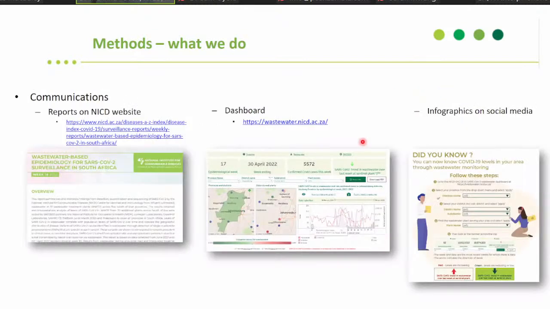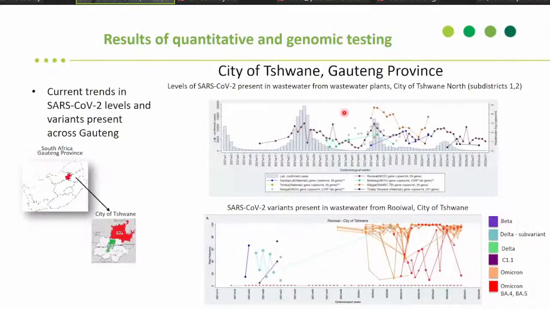And then how do we disseminate these data? How do we communicate? We publish a weekly report on the NICD website, talking about the wastewater epidemiology results. We also have our dashboard that is hosted on the NICD website. And we also have social media platforms for more updates.